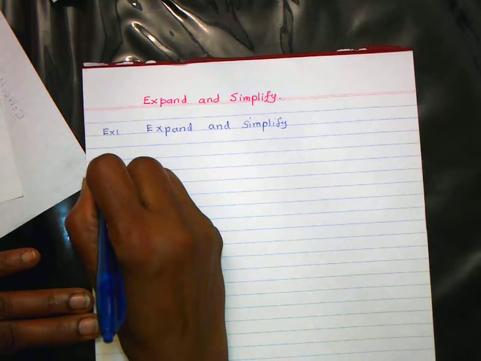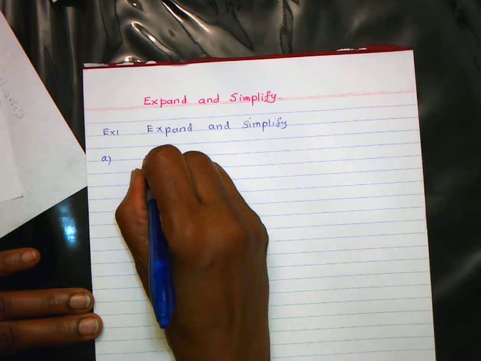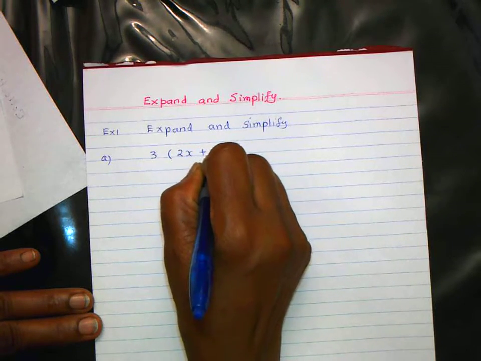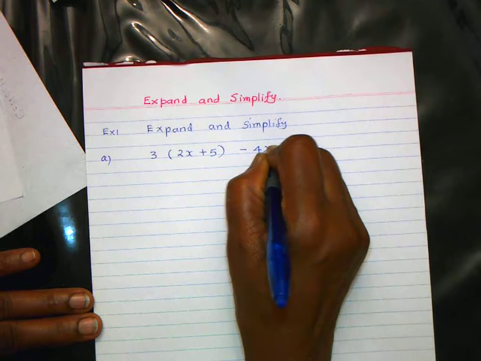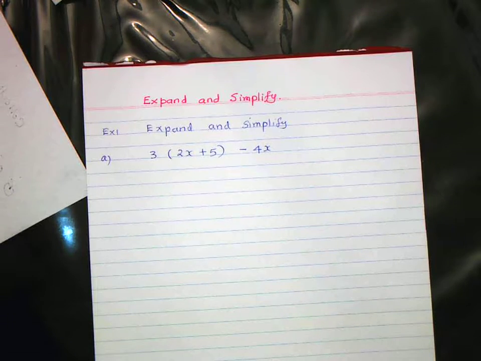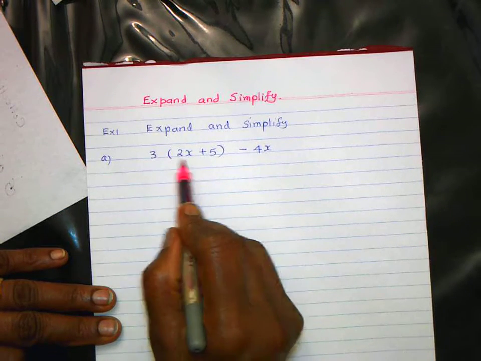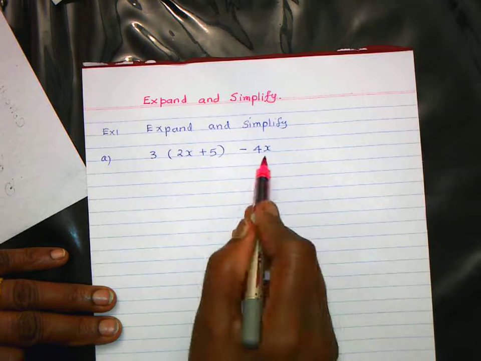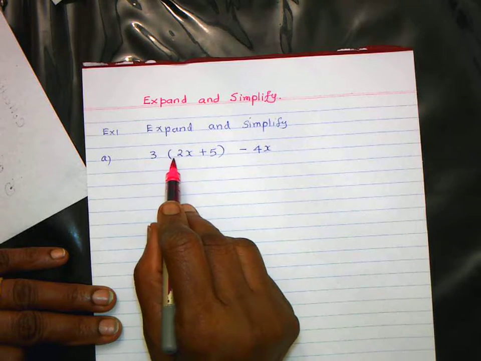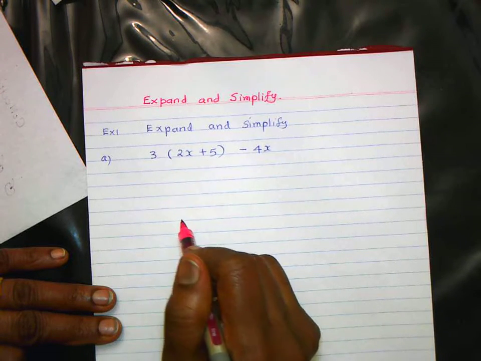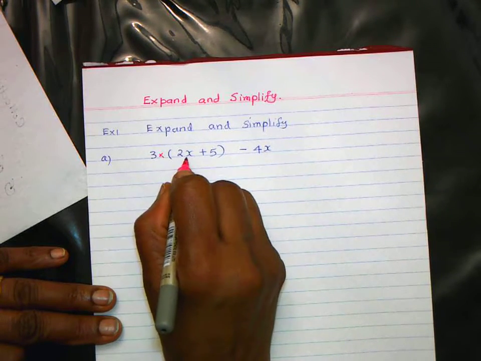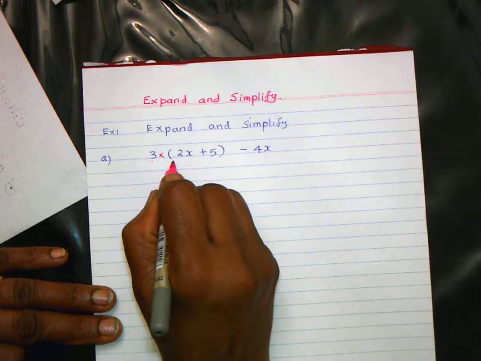We'll start with the question, which is 3 bracket 2x plus 5 take away 4x. Okay, here we have a bracket. First we remove the brackets and then combine the expression. Now if you want to expand 3 bracket 2x plus 5, the first thing we do is put a times, because 3 bracket 2x plus 5 means 3 times 2x plus 5.